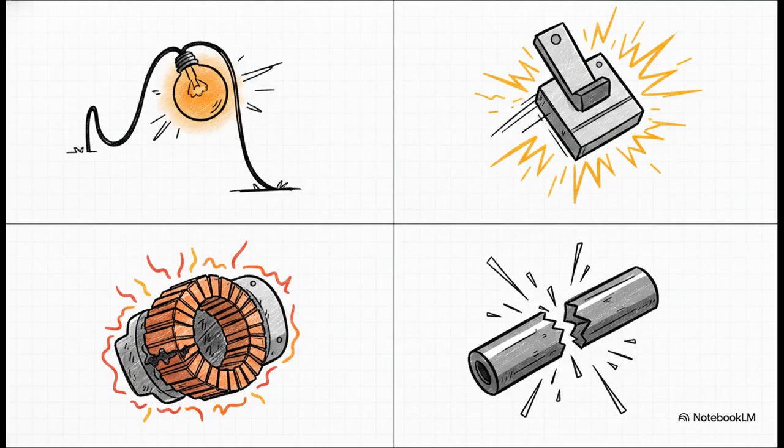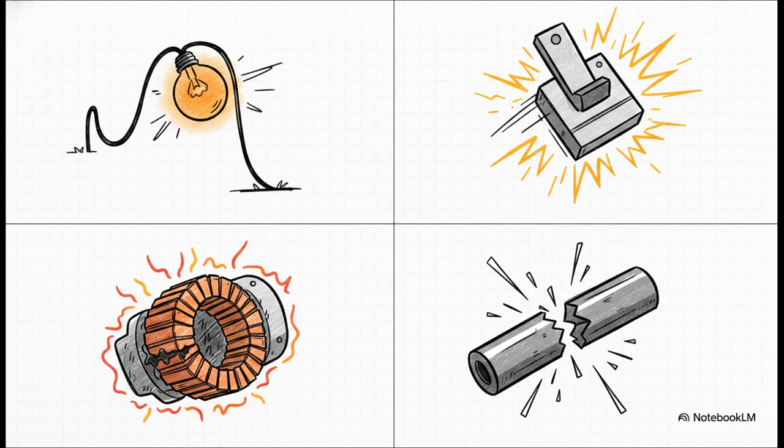Second, nuisance tripping. Your circuit breakers mistake that massive instantaneous inrush for a dangerous short circuit and just shut the whole operation down. Third is thermal overload. Drawing 4 to 8 times normal current for several seconds generates incredible heat. I mean heat that can literally melt the winding insulation inside a motor, destroying it permanently.